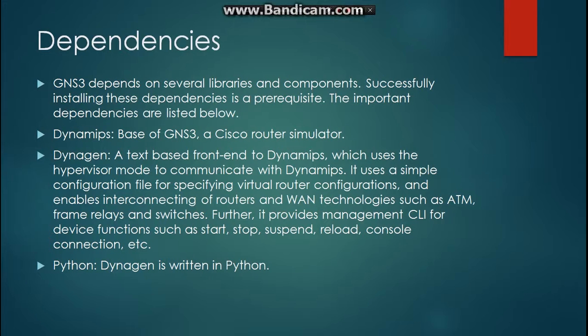GNS3 is dependent on a few other software as well. So before installing GNS3, we must ensure that we have installed all the other software, because the working of GNS3 depends upon them. This includes Dynamips, Dynagen, Python, and Wireshark. I've explained Dynamips and Dynagen already. Wireshark is a tool which helps us to capture packets and then look at the packets.